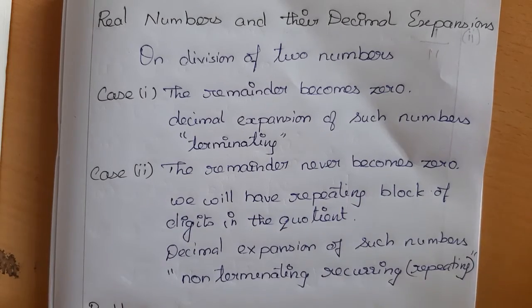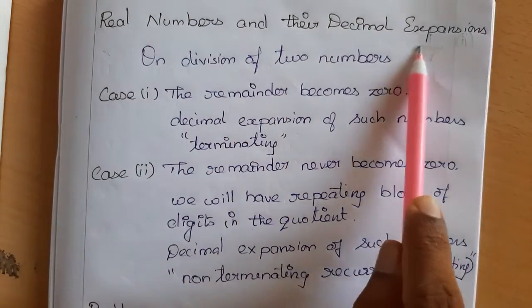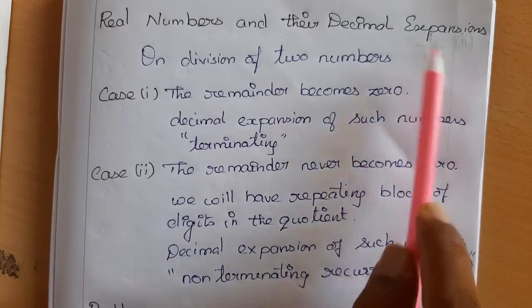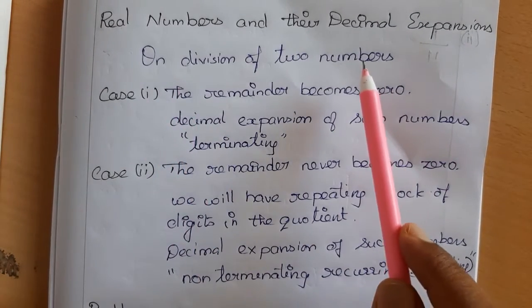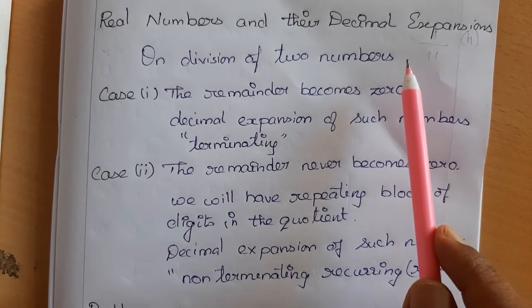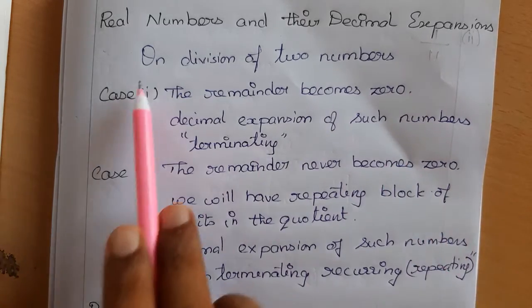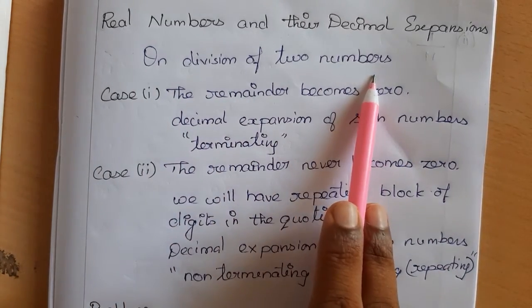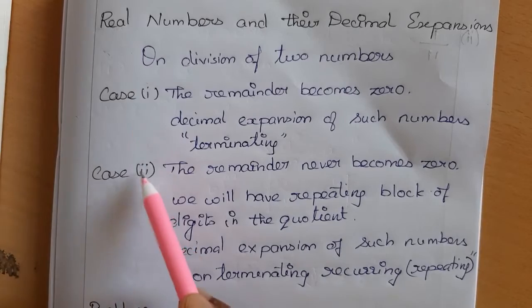Hi students, today we are going to learn about real numbers and their decimal expansion. So we already know for which numbers we have a decimal expansion: rational numbers, right? So we are going to see about that. On division of two numbers, there will be two cases if you divide.